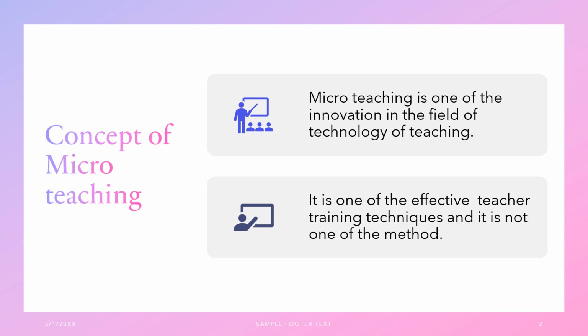So in order to achieve educational effectiveness, it is important for teachers to adopt an effective teaching method and various teaching skills that suit the individual learning style. That is why micro teaching is one of the innovations in the field of technology of teaching, and it is one of the effective teacher training techniques, but we won't consider it a method.